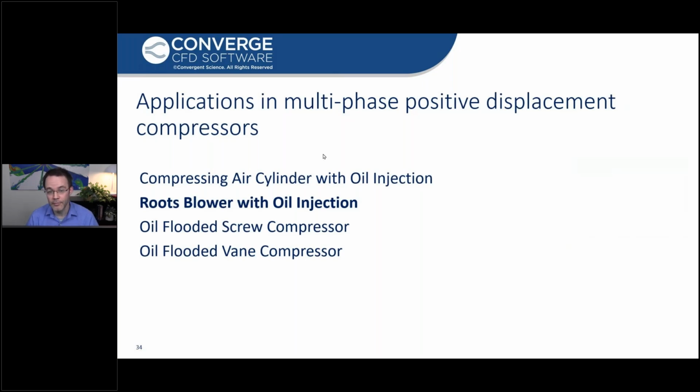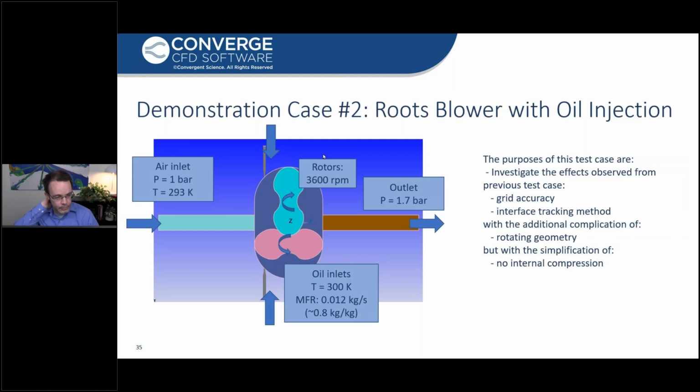So now, having quantified the results of our different VOF models for a simpler case, we'll next increase the level of complexity by looking at three practical examples, the first of them being oil injection in a roots blower. And the case setup looks something like this.